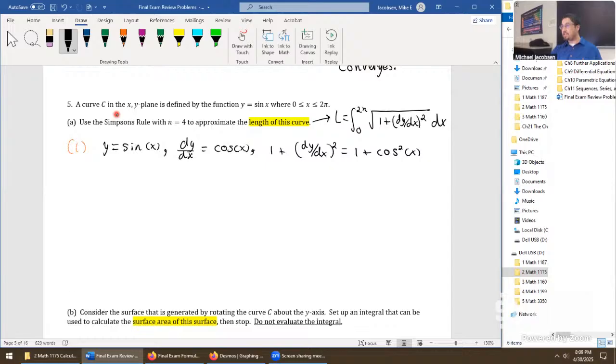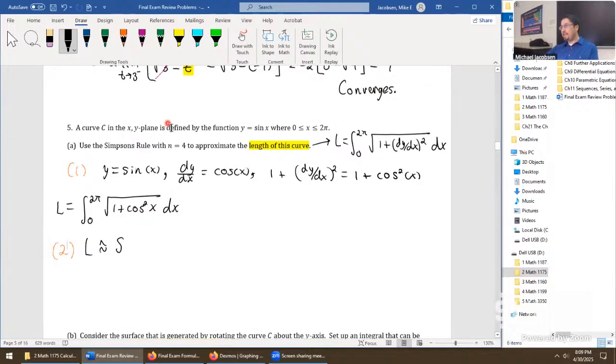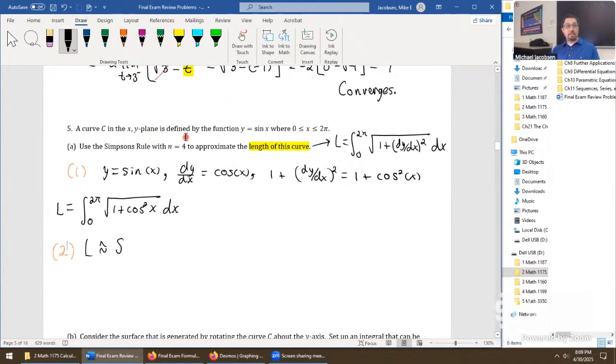So this now tells us that the length is a definite integral from 0 to 2 pi, square root of 1 plus cosine squared x, dx. And this takes us to step 2, where we're going to approximate it this way. Length is approximately equal to, the symbol we used for Simpson's rule was S. And we gave it a subscript to say how many subintervals, so S4.